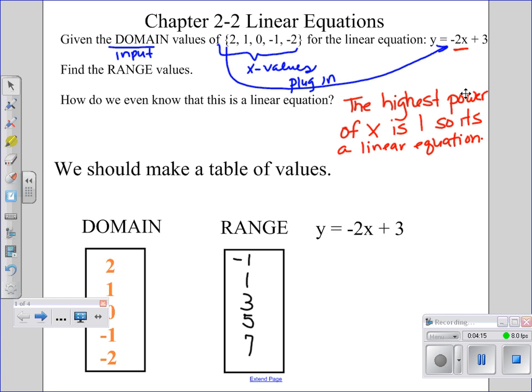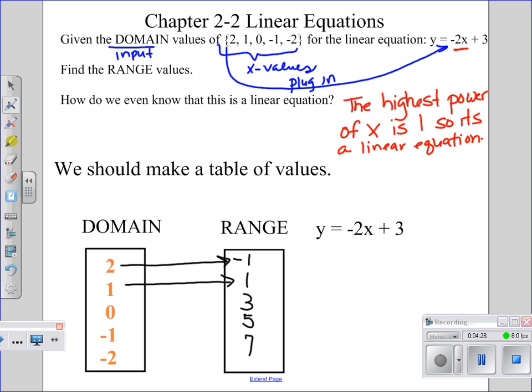Okay, so now we're going to model our mapping like we did before. We put in 2, we got out -1. We put in 1, we got out 1. We put in 0, we got out 3. -1, 5, -2, 7. Okay?